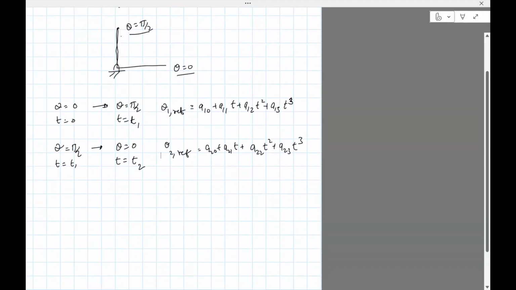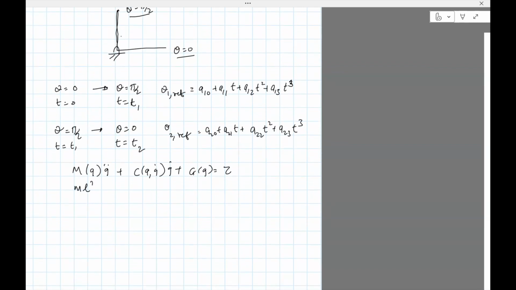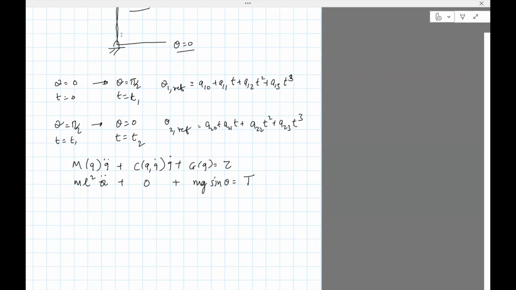Okay, so what's the equation? It's M q double dot plus C q dot times q dot plus G q equals tau. More specifically, if you write the equation, it will look like this. This will be 0. There's no damping at the joint, so that term would be 0. m g sine theta equals the torque.